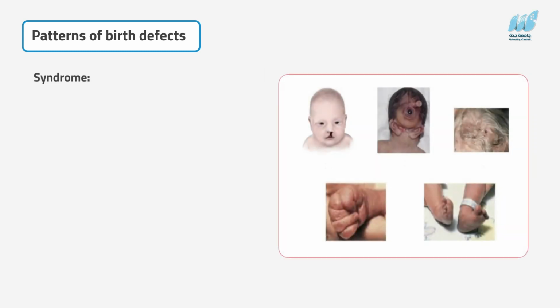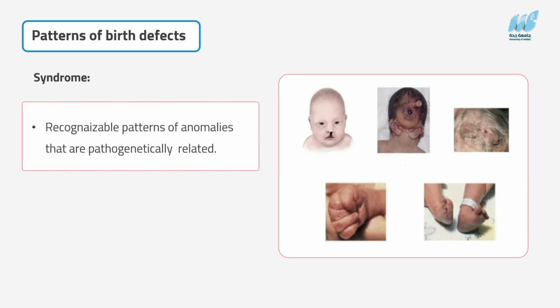The most common and well-known pattern of birth defects is syndromes. Syndromes are recognizable patterns of anomalies that are pathogenetically related. There are 3 rules of dysmorphology. No malformation is pathognomonic of a syndrome. No malformation is constant in a syndrome. As a rule, the presence of an unexpected malformation does not allow us to exclude a given syndrome.